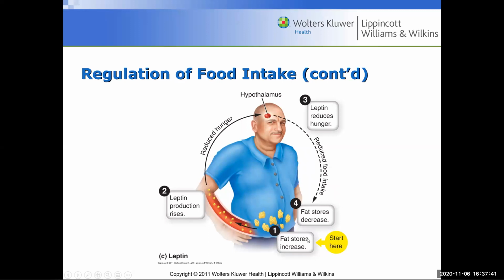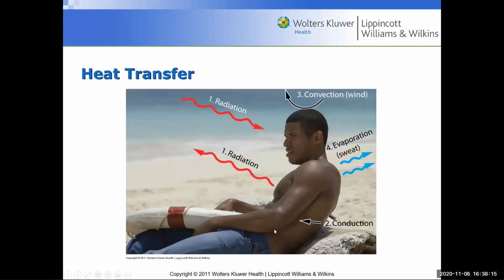Additionally, in terms of the fat stores and the regulation of food intake, when eating continues for excessive periods, fat stores increase. And of course, when the fat stores increase, leptin production rises. When leptin production rises, the feeling of hunger is reduced. And when you have reduced food intake, what happens is the stores begin to decrease, because you're now breaking down these stores to produce your energy. So all of these are mechanisms within the body as it relates to food storage and food metabolism.